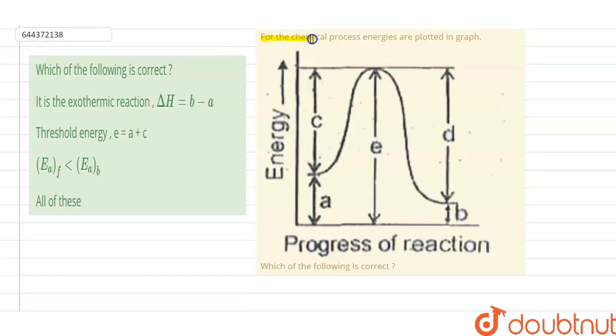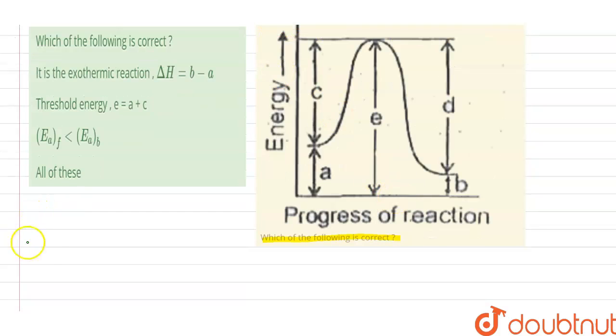Hello. So our question is, for the chemical process, energies are plotted in a graph. We have to find which of the following is correct. Now, first of all, we have to know some important concepts. Suppose we have two molecules A and B. A and B combine and give the formation of the product, that is C.